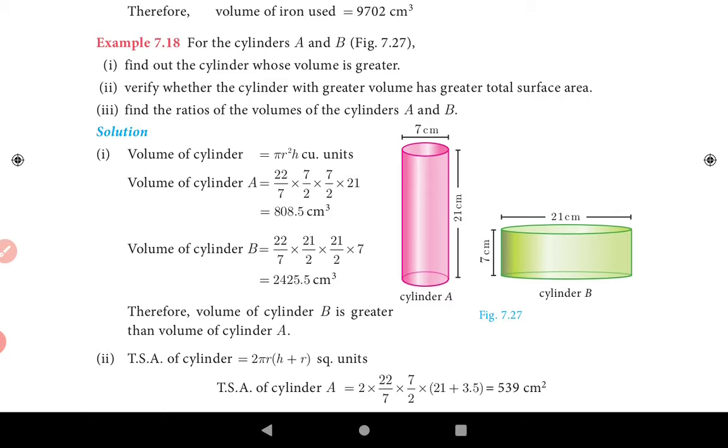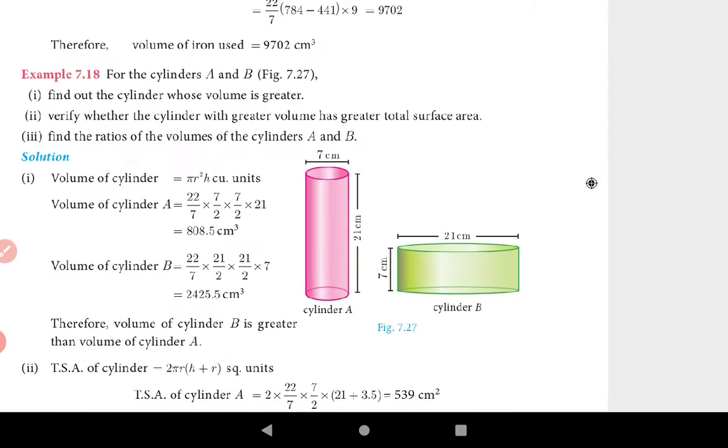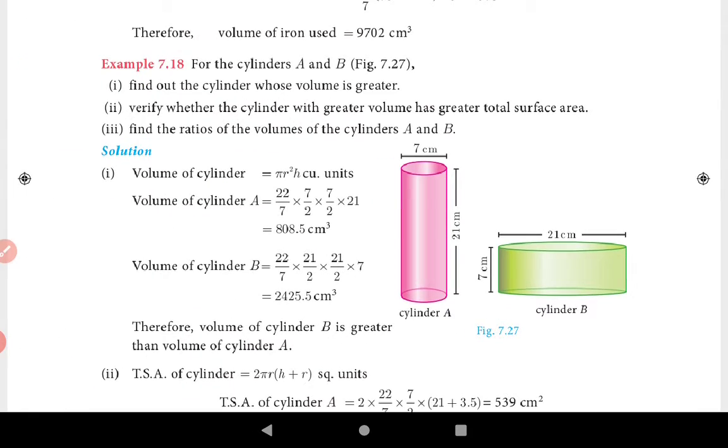In this video lesson, we'll solve example 7.18. For the cylinders A and B in figure 7.27, which you can see on the screen, find out the cylinder whose volume is greater and verify the cylinder with greater volume has greater total surface area. Find the ratios of the volumes of the cylinders A and B. So you have to solve these three questions in this example.